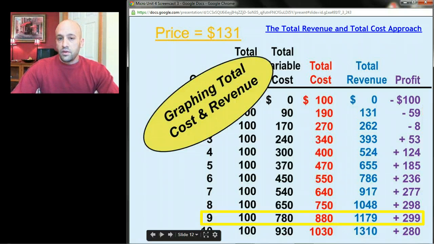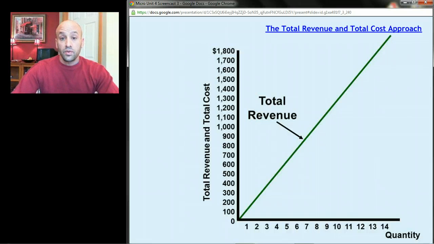Now, it's a little easier to see what's going on if we look at this graphically. So we're going to graph out total revenue and total cost. Here's what total revenue would look like. It keeps going up by $131. In perfect competition, it's basically a straight line upwards. Every unit it sells is another $131. Price times quantity.